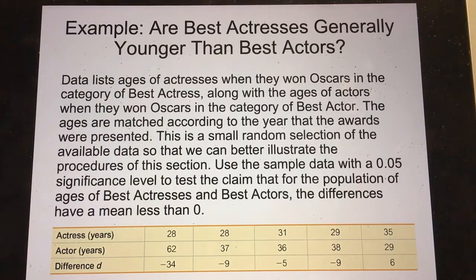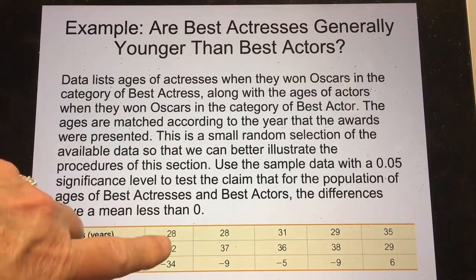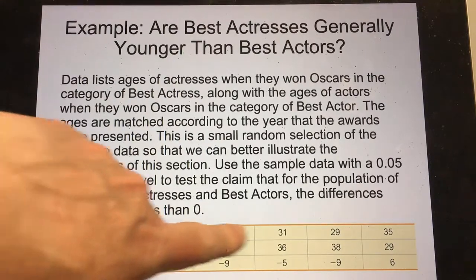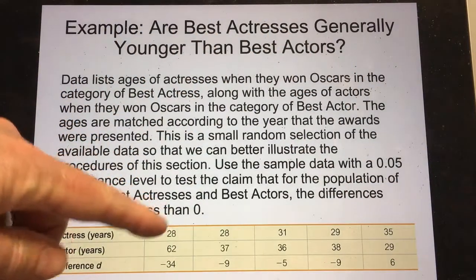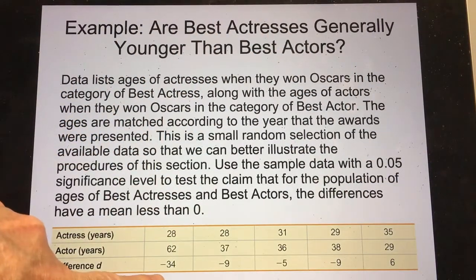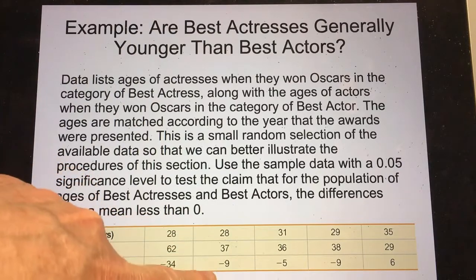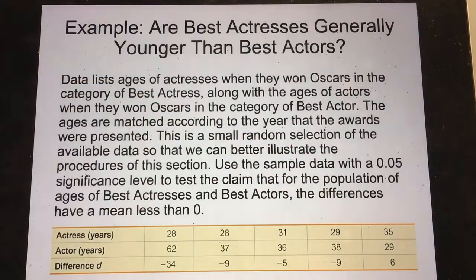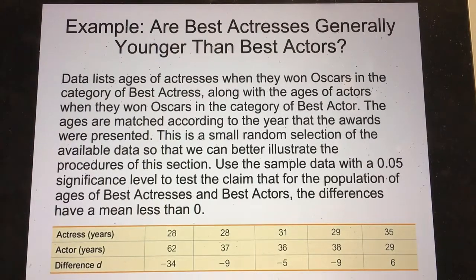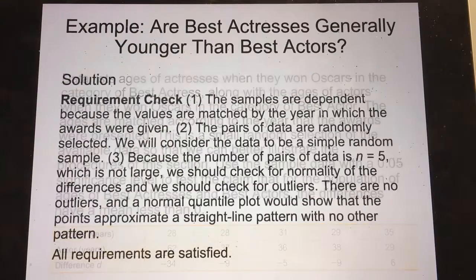Okay, so the differences have a mean less than 0. So here we have each individual. There's the actresses, there's 5, there's the actors. We're subtracting actress minus actor to get -34, -9, -5, -9, and 6. Okay, so now we're going to take those differences.